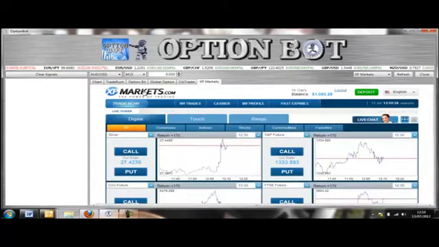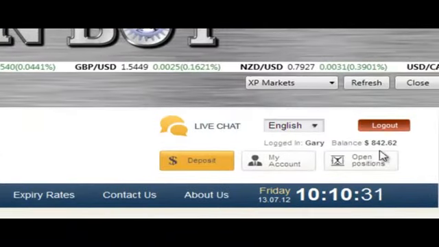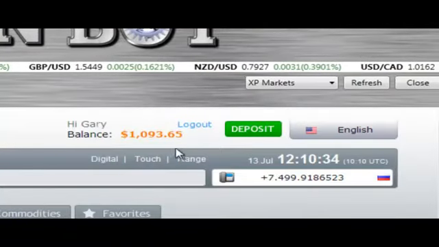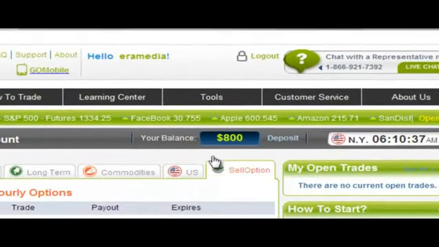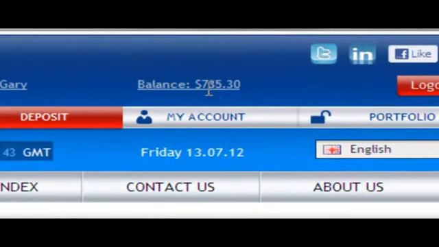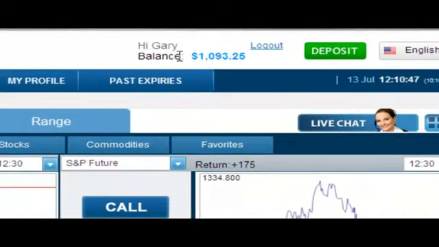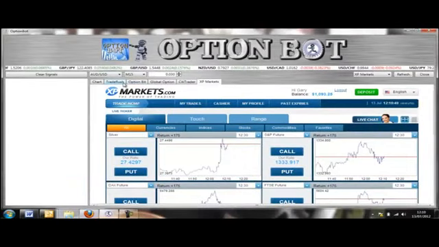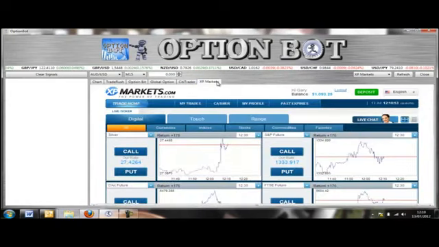platforms to trade on. As you can see, I have a balance of $842.62 with TradeRush, a balance of $1,093.65 with OptionBit, a balance of $800 with Global Option, a balance of $735.30 with CityTrader, and finally a balance of $1,093.25 with XP Markets. That's a total across all 5 platforms of $4,564.82 in my trading balance.